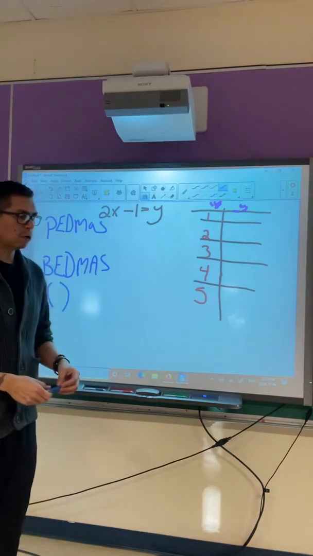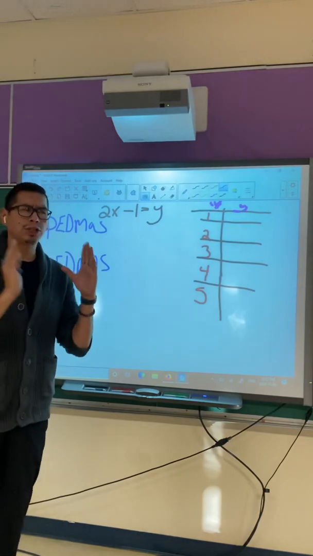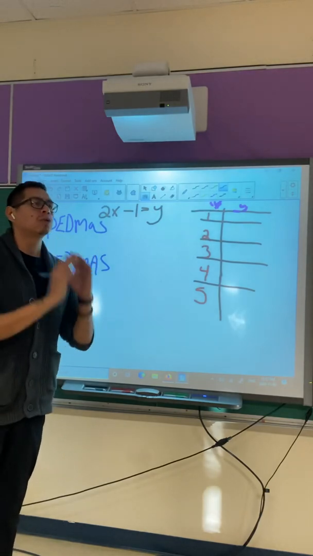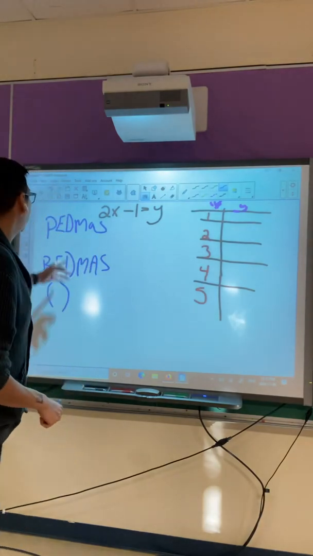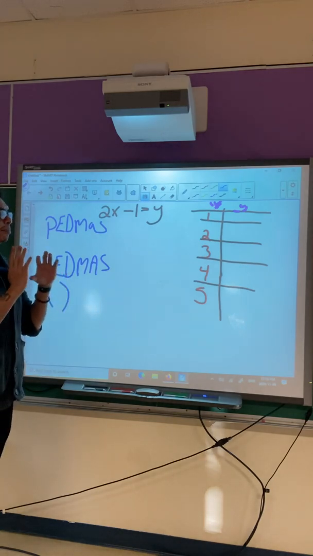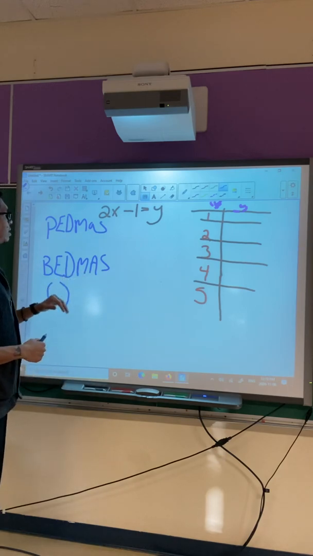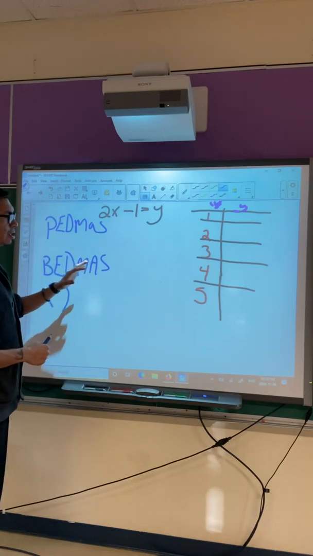When you have a question that has brackets or parentheses in it, it means you do that operation right now. E stands for exponents, D and M stand for division and multiplication, A stands for addition, and S stands for subtraction. So this tells you where to start. What it says is division and multiplication from left to right.